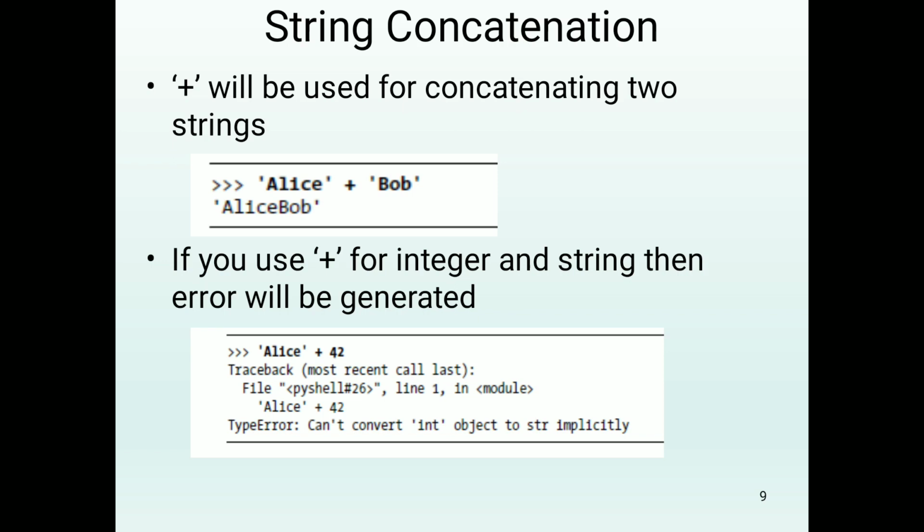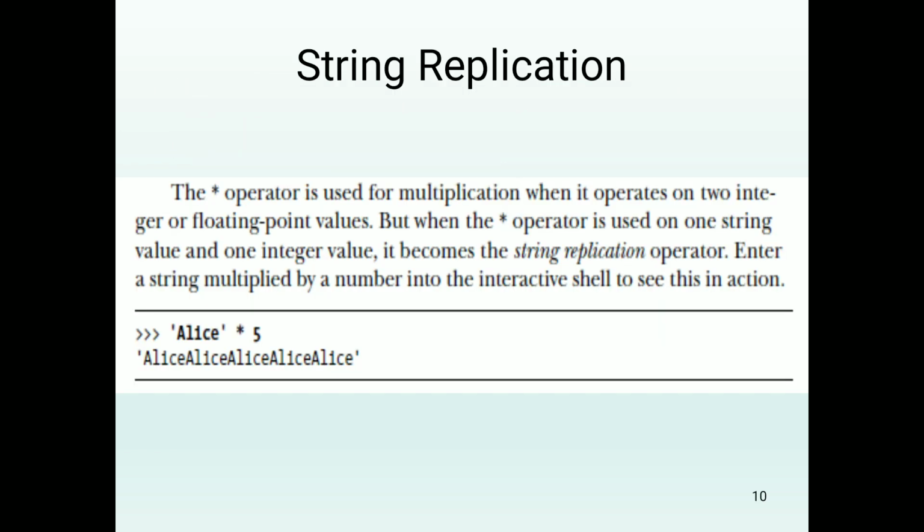Bob. Okay, so if you use the plus symbol for an integer and a string, then an error will be generated. That you know, right? We can't add a string along with an integer number. Alice plus 42 will generate the error. So we can add two strings or we can add two integers. If you have mismatched the string and integers, it will result in the error. So string concatenation can be achieved by using the plus symbol.